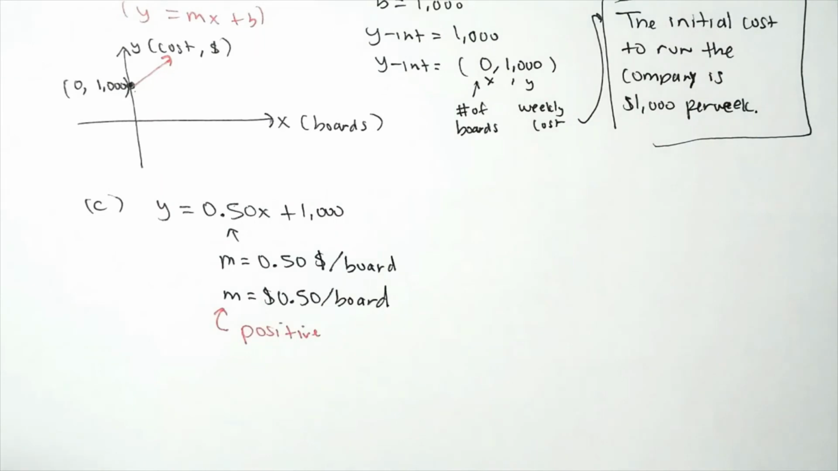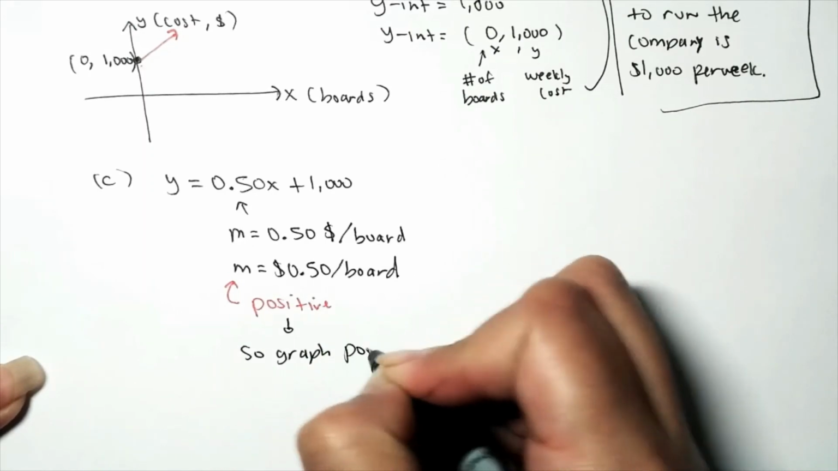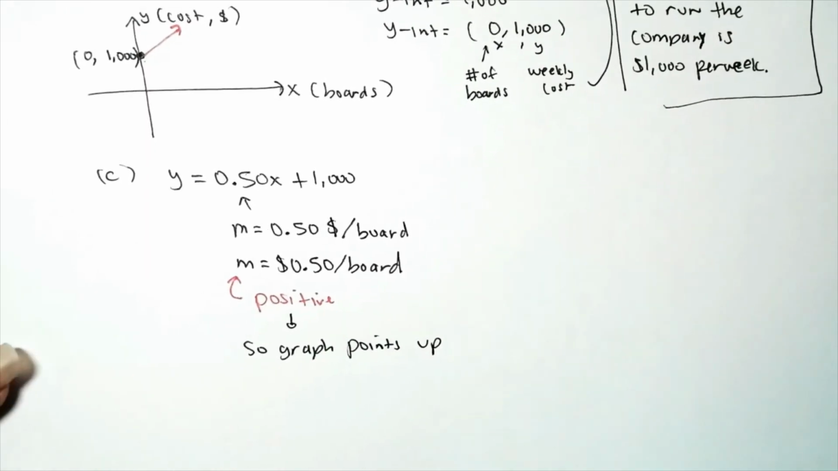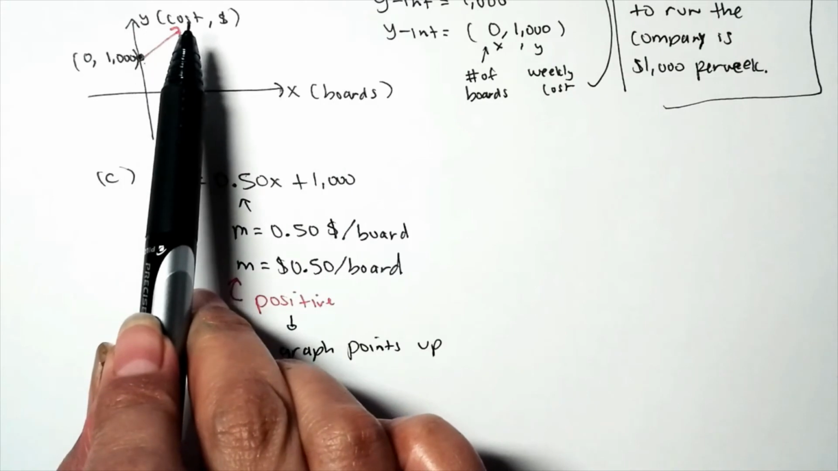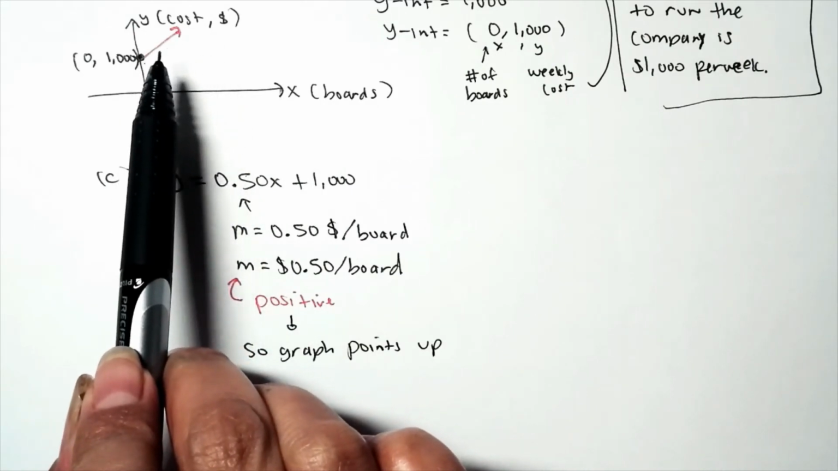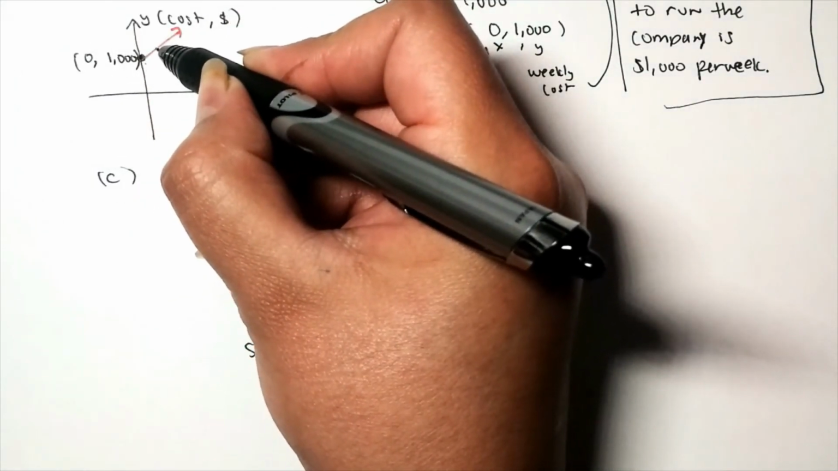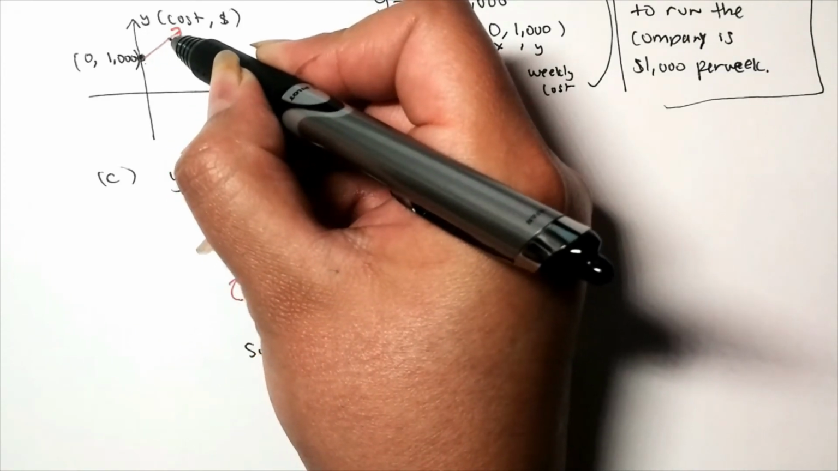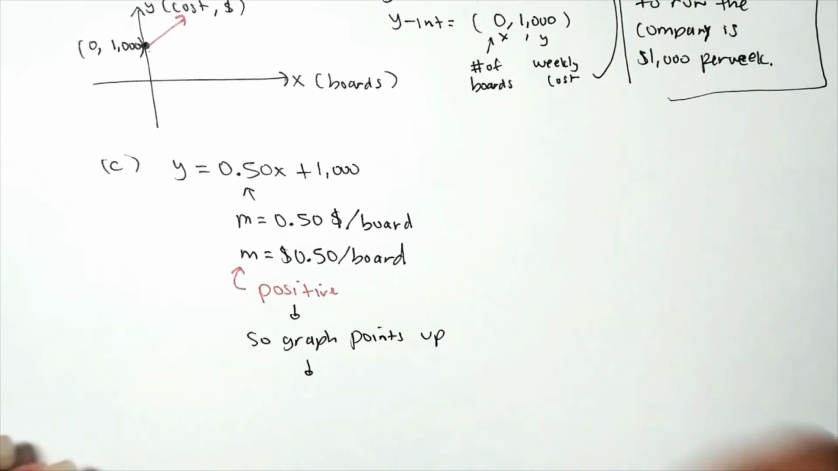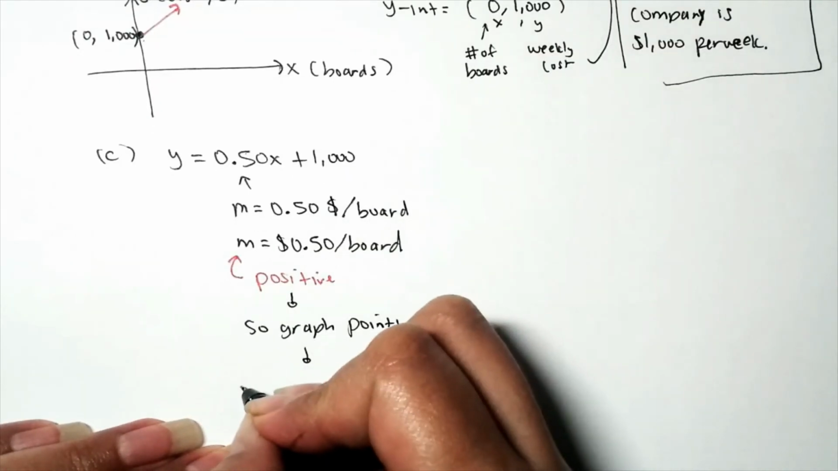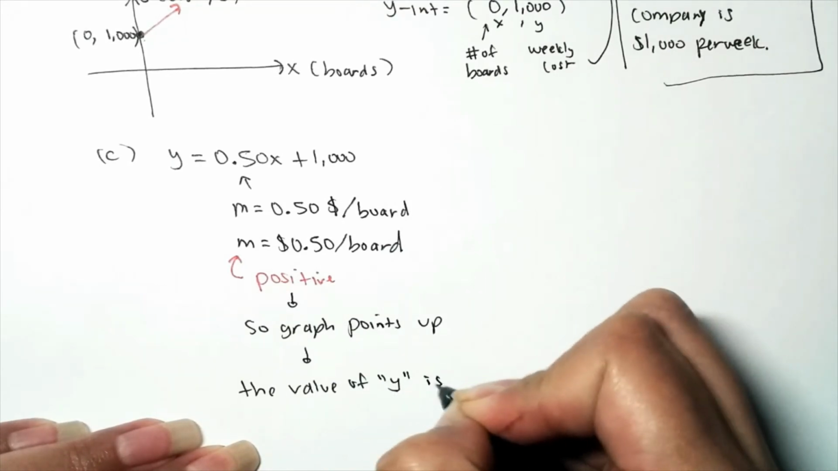Since the slope is positive, the line is expected to go up. Let me write that down: slope is positive, so the graph points up. And if the graph points up, then guess what is increasing? The value of y. Right here we have y equals 1,000. Right here we have y equals something more than 1,000. So since the graph points up, the value of whatever y represents is increasing.